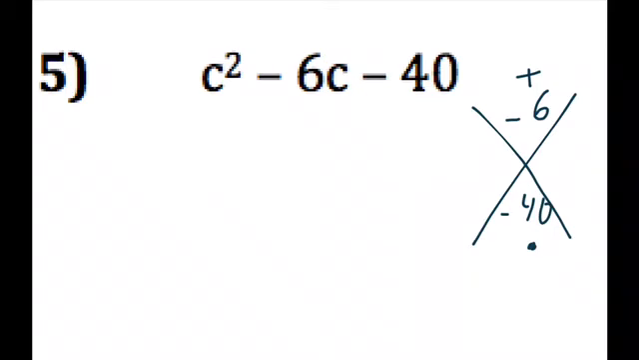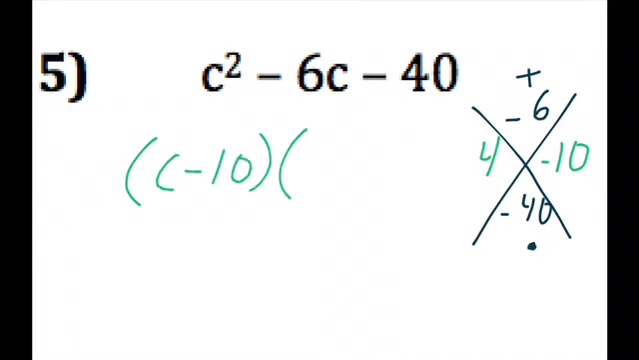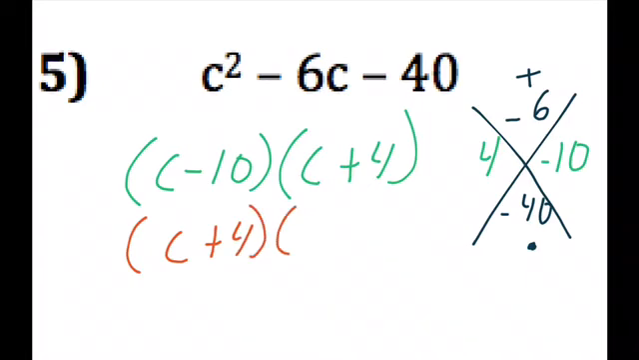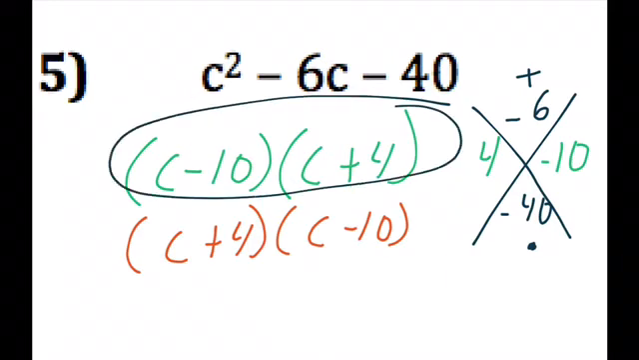Two numbers that when added give you a negative 6 and when multiplied give you a negative 40. That is going to be 4 and negative 10. 4 plus a negative 10 is a negative 6. 4 times negative 10 is a negative 40. So my answer, C subtract 10 times C plus 4. Or I could go the other way, C plus 4 and C subtract 10. Either answer would be correct.